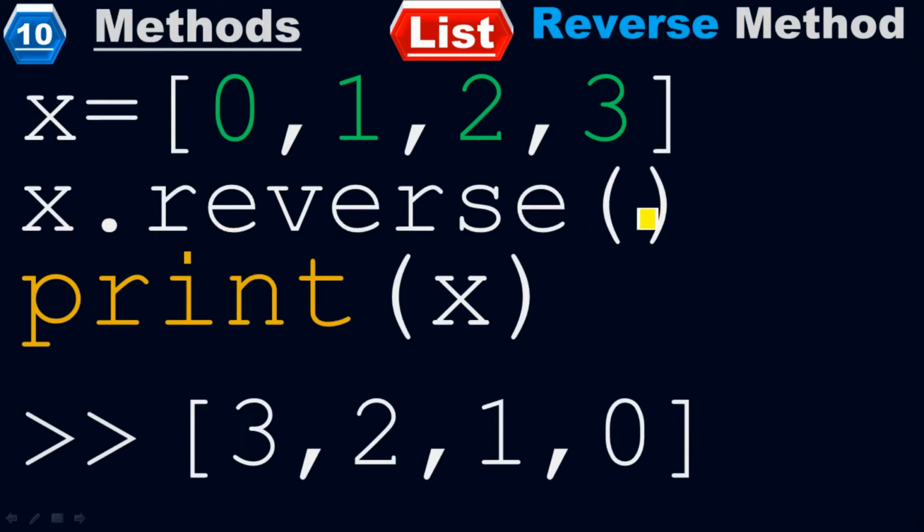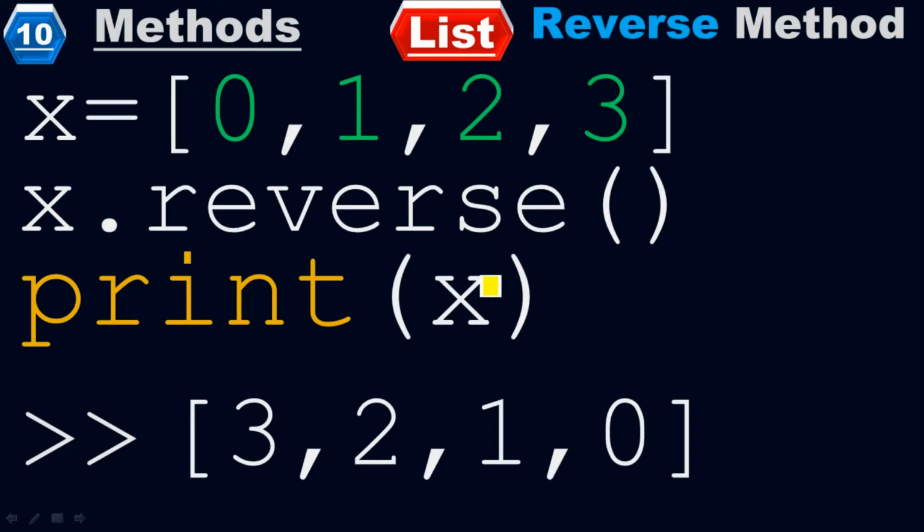Don't write anything inside the parentheses because it is not something to add or insert or append any element to the list. If you remember, last time in the insert method and in the append method, we were appending or inserting an element to the list. That's why whatever we were adding to the list, we were writing inside the parentheses. But since it is just a simple reverse function, you don't need to write anything inside the parentheses. Just type x.reverse and the two parentheses.